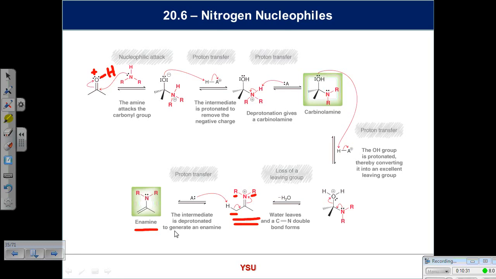What was that? Intermediate carbocation attacking or being attacked by a base to give a double bond. E1, right? So go back and look at what the E1 was, and that should make some sense, right? It's very similar to an E1.